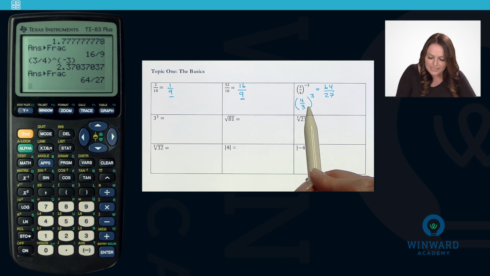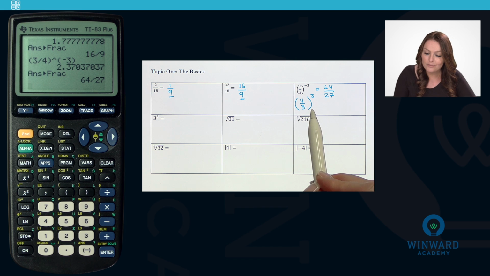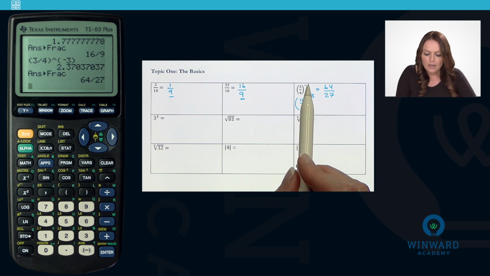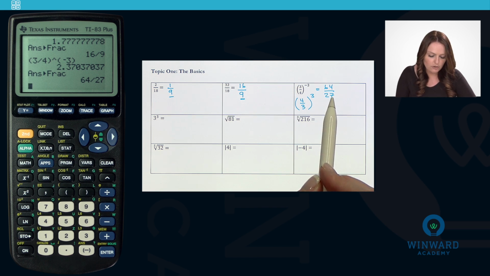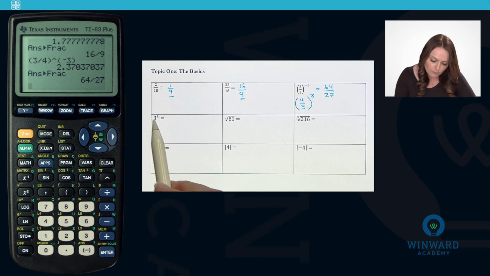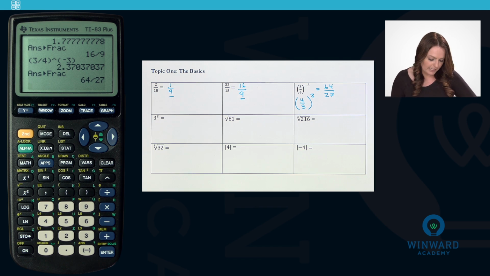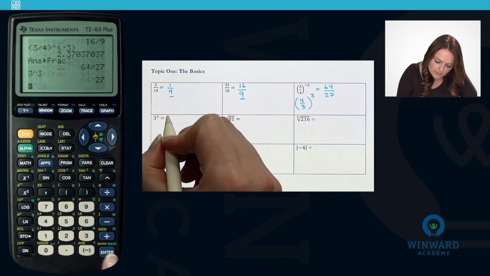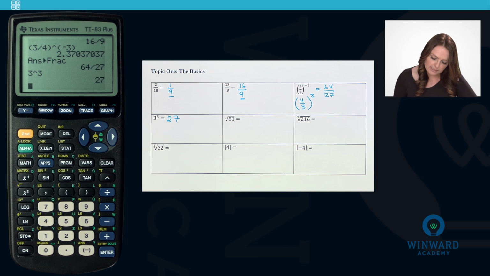But understanding that concept, that's something we go over a lot in our exponents lesson, but negative exponents can really be confusing for students. So that's why I want to show you how you can do it on the calculator. How do we do 3 to the power of 3? You can literally press 3 to the power of 3 equals 27.